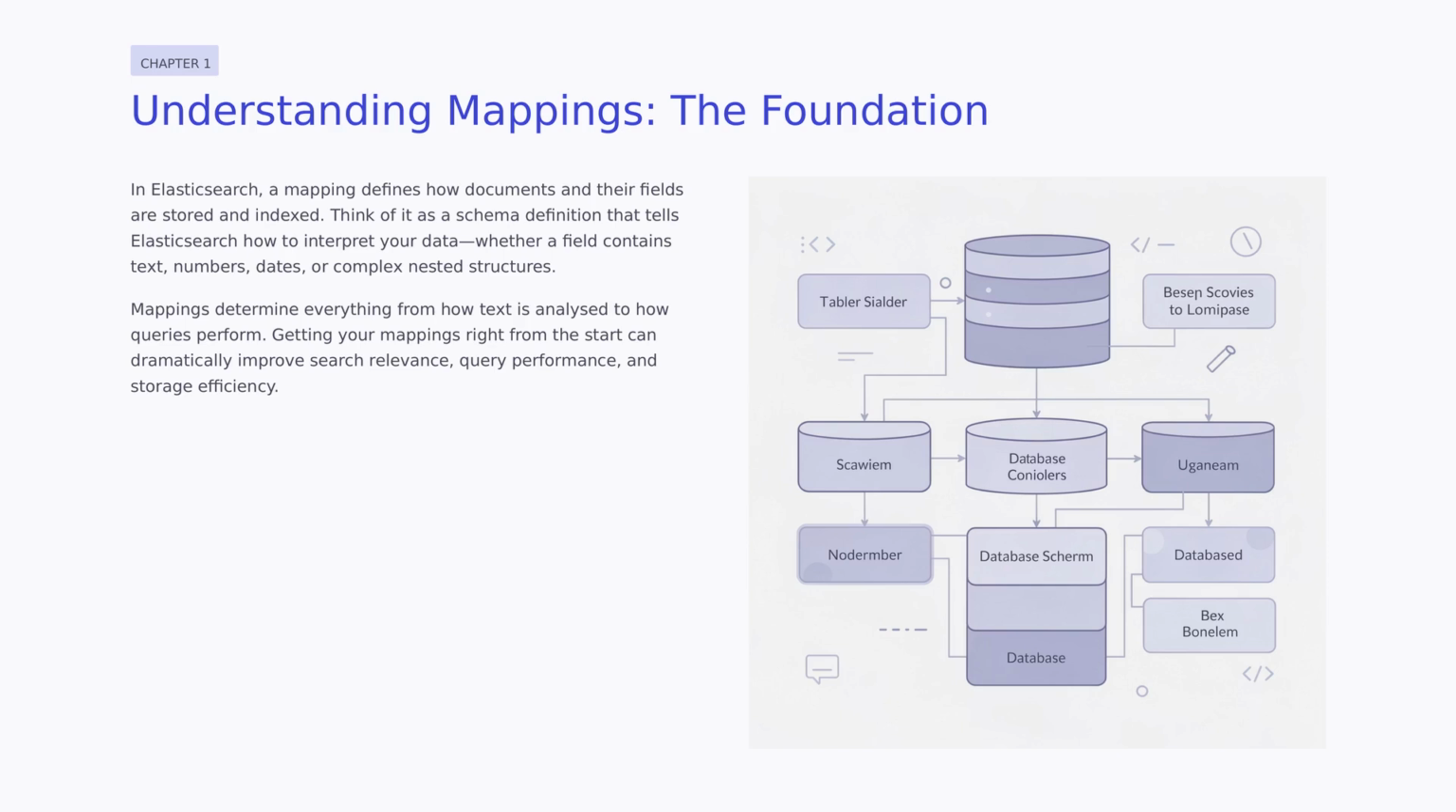Welcome to Chapter 1, Understanding Mappings, the Foundation. In Elasticsearch, mappings dictate how documents and fields are stored and indexed, acting as a blueprint for data interpretation. From text analysis to query performance, mappings are pivotal in enhancing search relevance and efficiency. Crafting precise mappings upfront can drive significant improvements in search outcomes and storage efficiency. In a world of data interpretation, mappings pave the way for enhanced performance and effective data retrieval strategies.